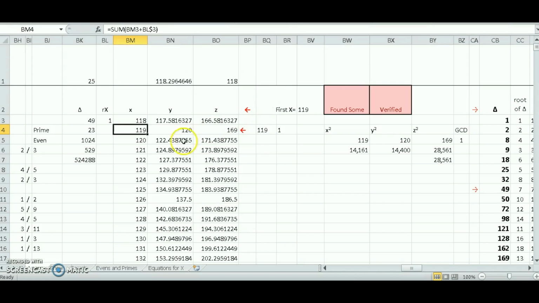And you'll see here, if you take delta and you multiply that times 1 plus the square root of 2, you get 118.29, blah, blah, blah. So I just rounded it down. That got me to 118, which obviously doesn't work. But then the next number is 119, and that one does work.